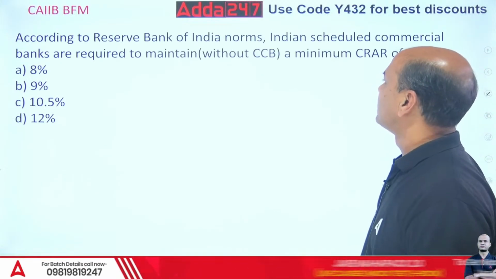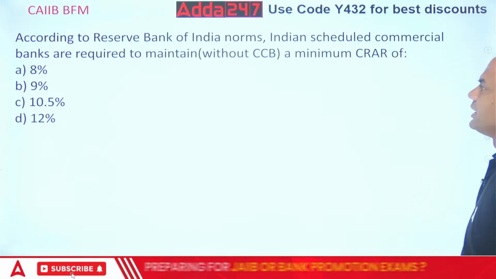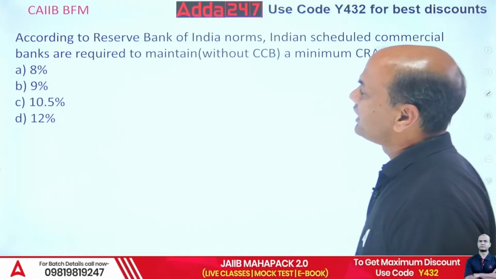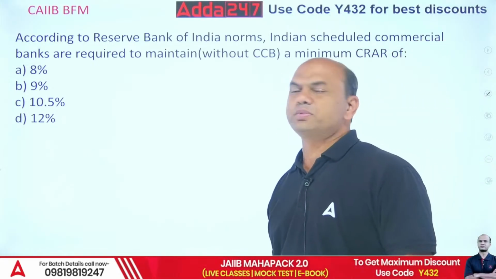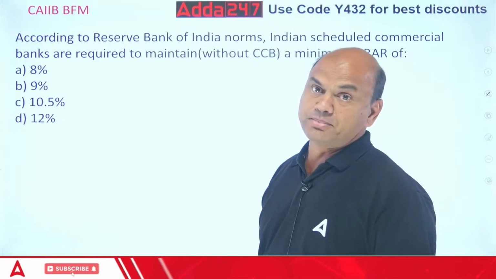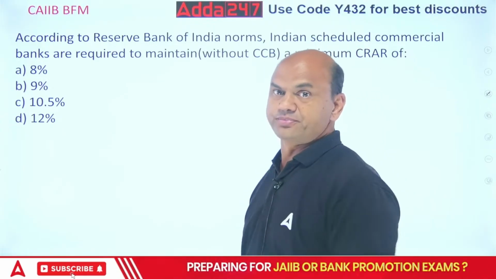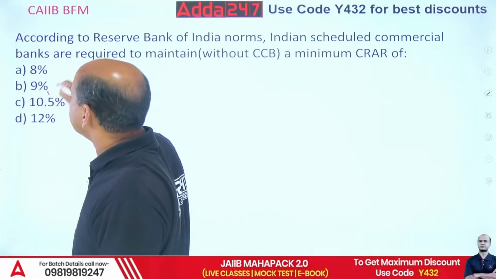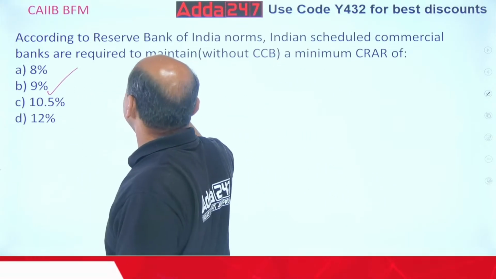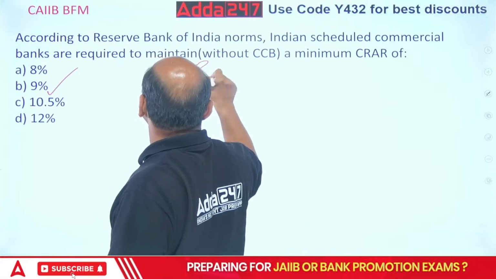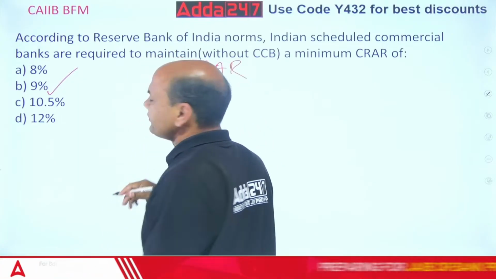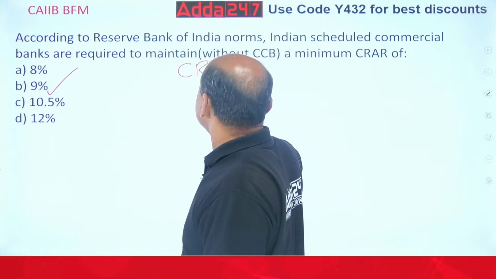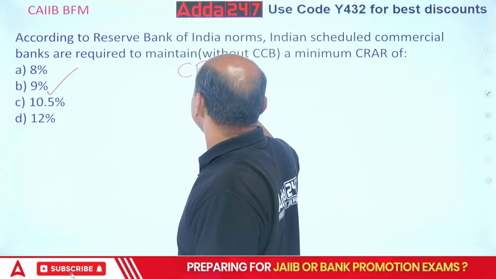According to RBI norms, Indian scheduled commercial banks are required to maintain without CCB a minimum CRAR of 8, 9, 10.5 and 12%. Minimum CRAR without CCB. So it is 9%. Kindly note, see, CRAR is 9%. CRAR movement is like this. The overall structure of CRAR is like this. So here I'll first have 9%.